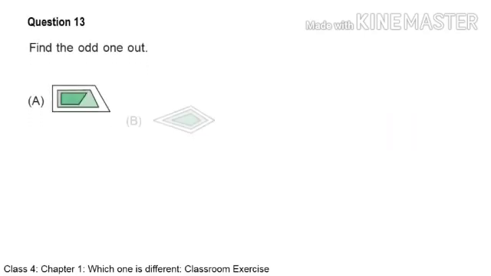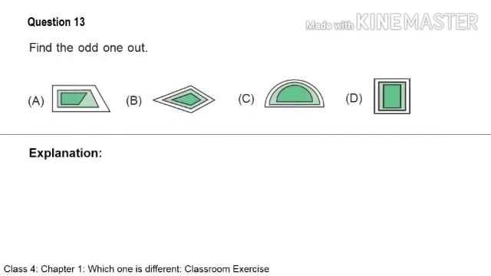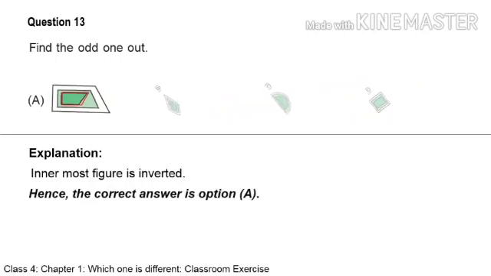In this question, find the odd one out. Is it option A, B, C or D? In options B, C and D, the innermost figures are not inverted. They are just smaller and the color gets deeper. But in option A, the innermost figure is inverted, which makes it the odd one out. Hence, the correct answer is option A.